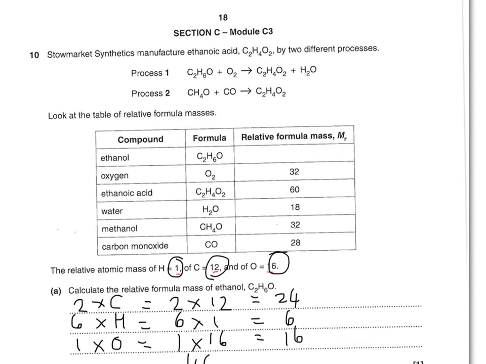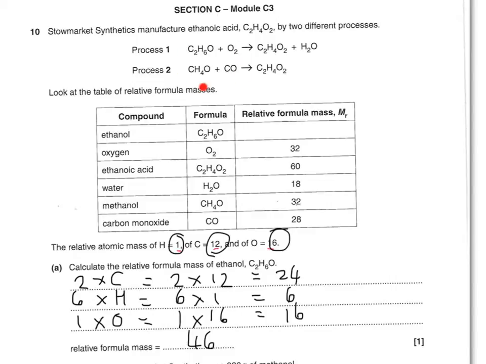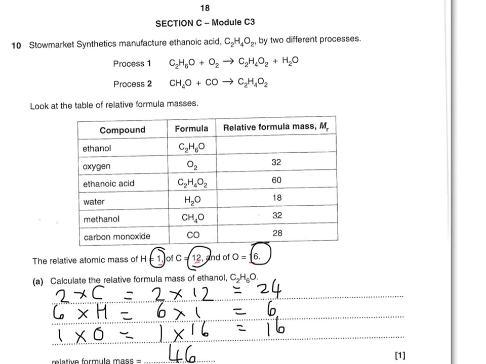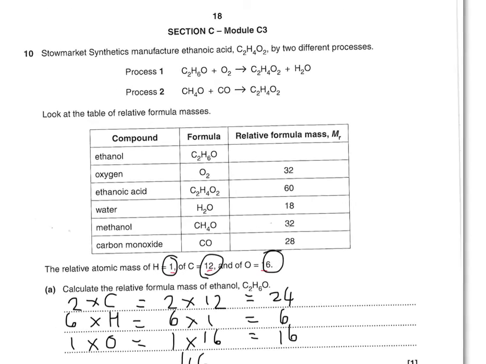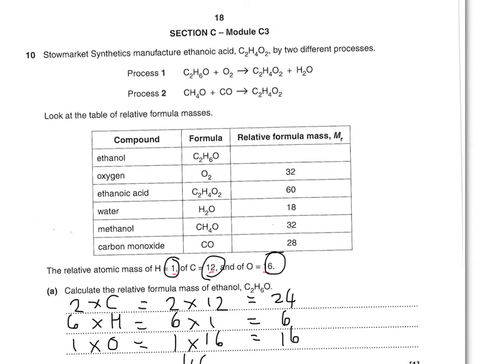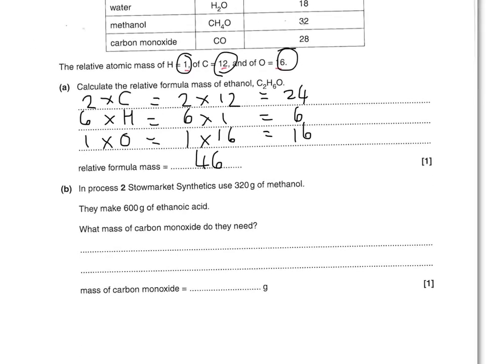So here, in process 2, this is using the idea of conservation of mass. The mass of everything you use needs to add up to the mass of everything you make. So if you're using 320 grams of the methanol here, and you're making 600 grams of the ethanoic acid, then the difference in those 2 masses must be the mass of the carbon monoxide you're using. So essentially you're going to do 600 take away 320, which gives you 280 grams.